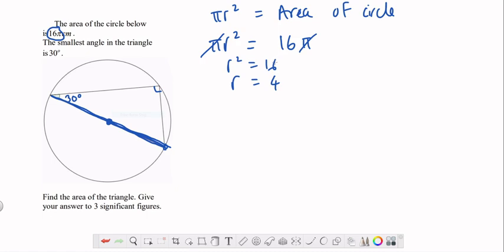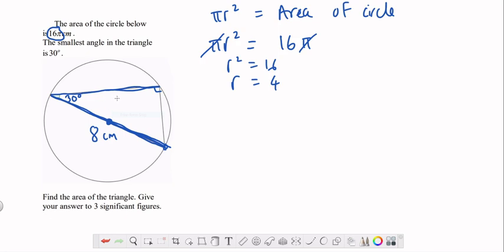Okay, so 4 squared means 16. So radius is definitely 4 centimeters. So that means the diameter, the full length over here, is going to be double that. It's going to be 8 centimeters. All I want to do is work out the length of this. All right, that's what I'm going to do.